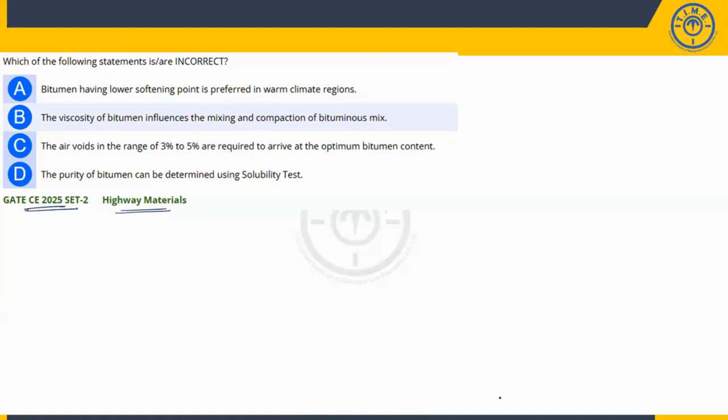Okay, students, listen. Which of the following statements is or are incorrect? See, the first statement says bitumen having a lower softening point is preferred in warm climates. No. In warm climates, we will be preferring bitumen having a higher softening point in order to prevent rutting and bleeding. To prevent rutting and bleeding, we generally prefer bitumen with a higher softening point. Therefore, option A is incorrect.